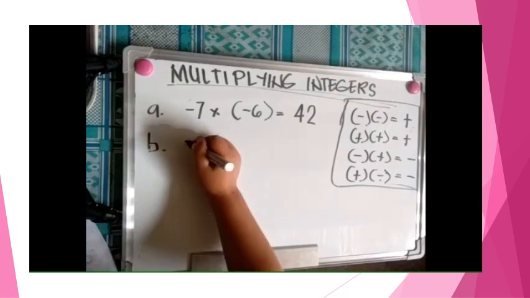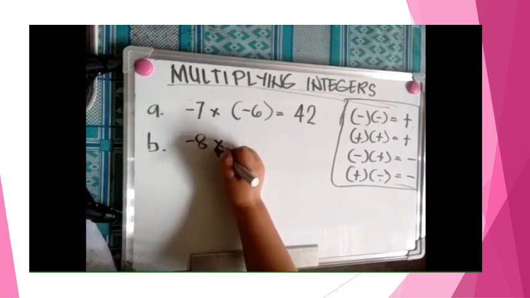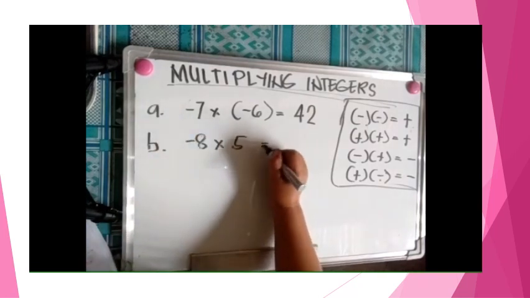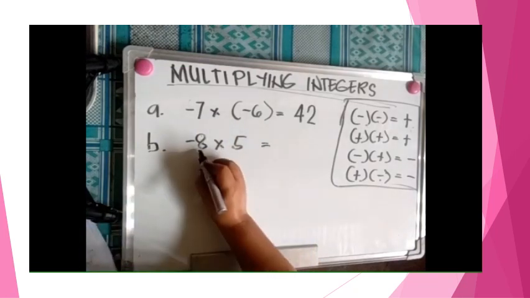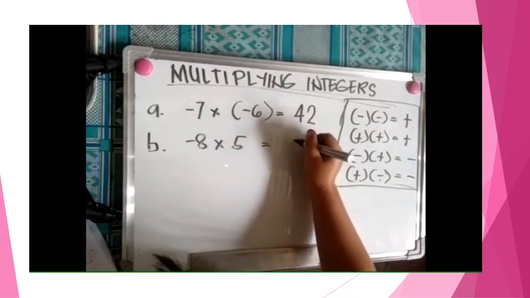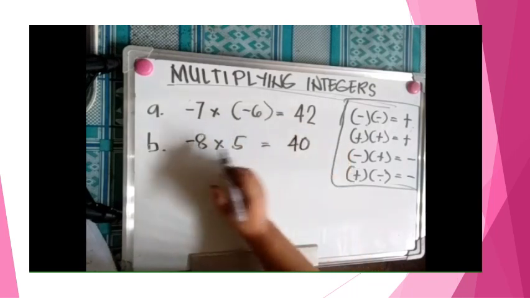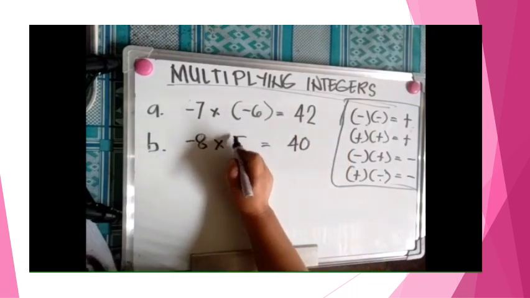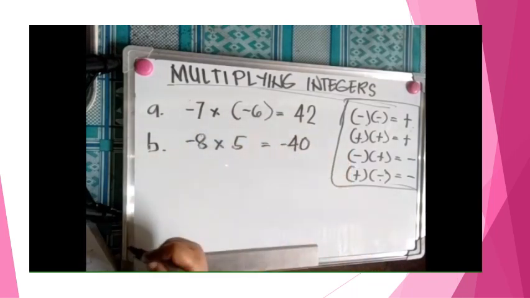Letter B, we have negative 8 times 5. 8 times 5 is 40. Negative times positive is negative. Remember that.